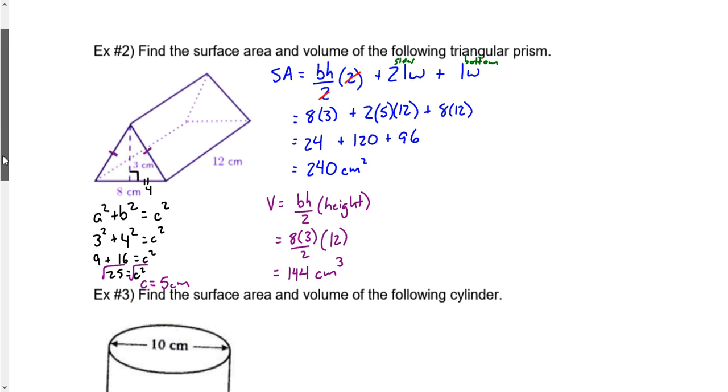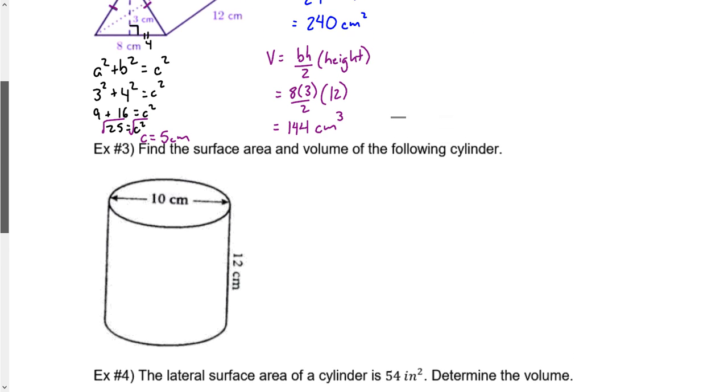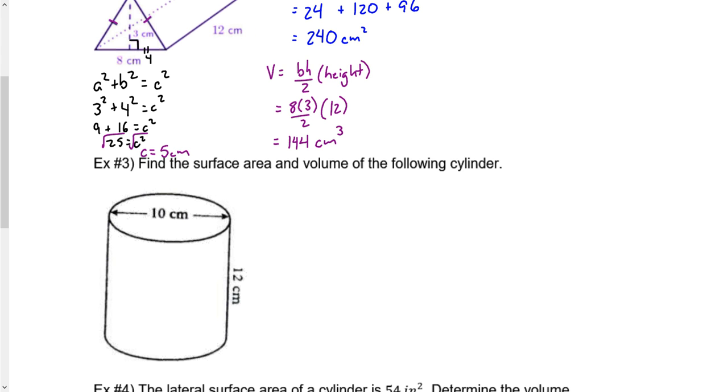And the last type of prism that we're going to be doing is a circular prism, also known as a cylinder. Finding the surface area and volume of this one, well, the surface area of a cylinder is 2 pi r squared plus 2 pi r h. Each of these parts need to be identified.